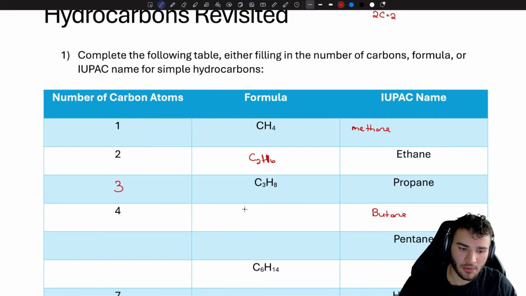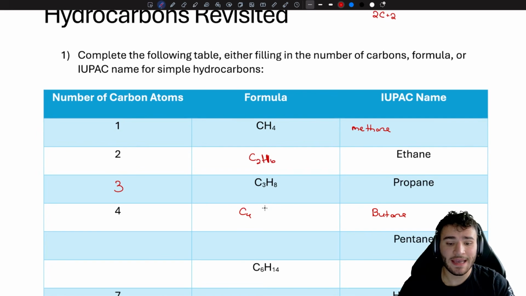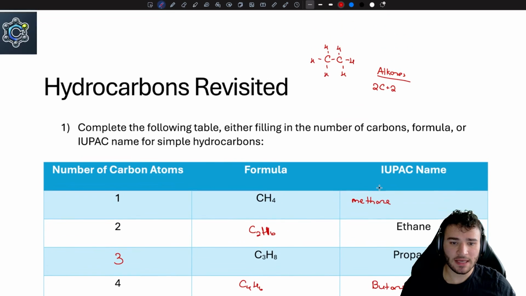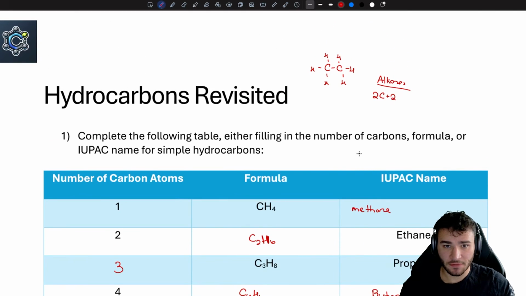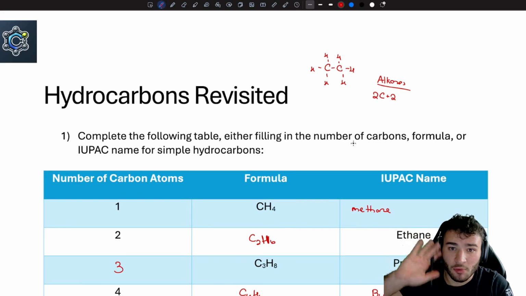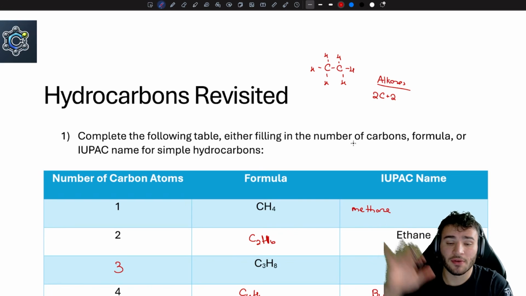Okay, and so following our formula, if we have C4, well, 4 times 2 is 8, and then plus 2 will become 10. And so why do I call this a group? Well, because these first four hydrocarbons, methane, ethane, propane, and butane, aren't named like the rest of the molecules you'll see from now on, right? Or with number of carbons greater than 4.